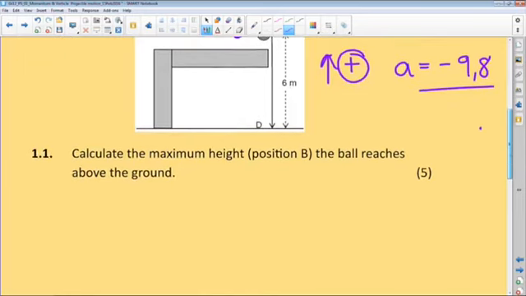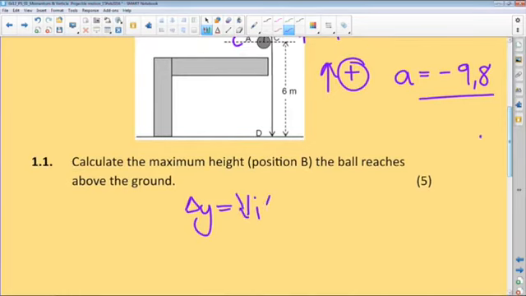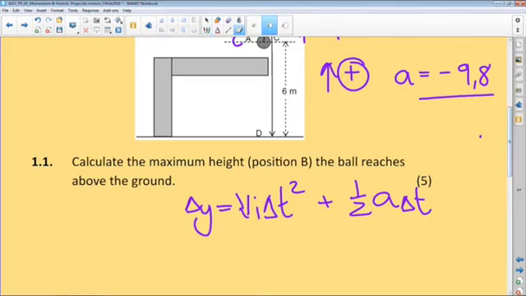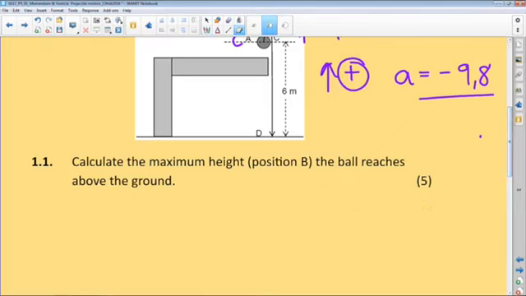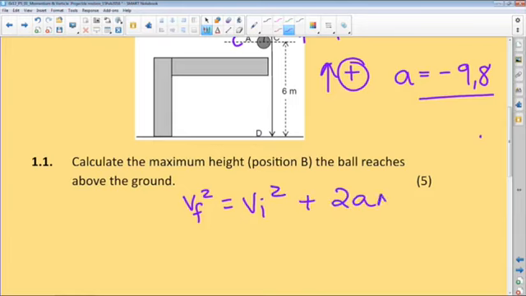So which equation am I going to use? It is not this equation, because I was about to use this one: delta y equals Vi delta t plus half a delta t squared. I look at this and think, not a good choice. I don't have time. I could work it out, but for 5 marks, definitely not what they want. The equation I want to use is this one: Vf squared equals Vi squared plus 2a delta y.